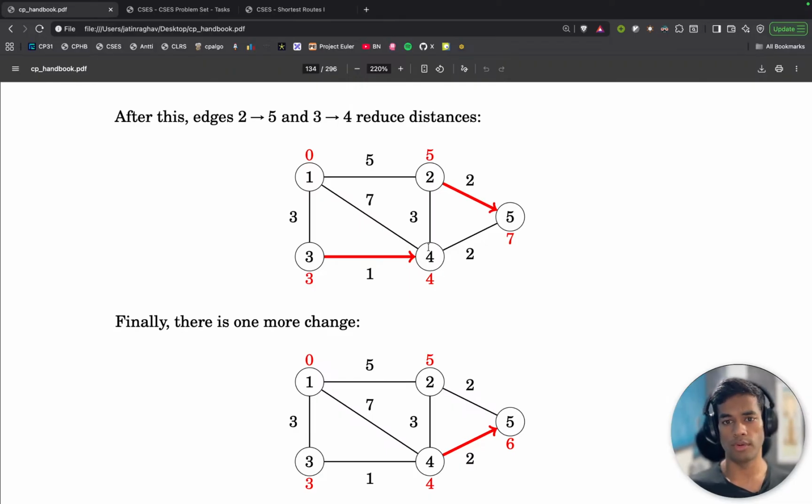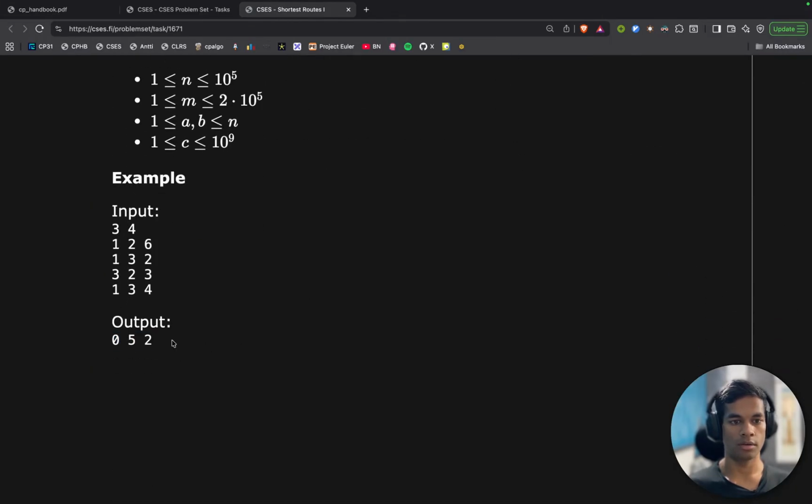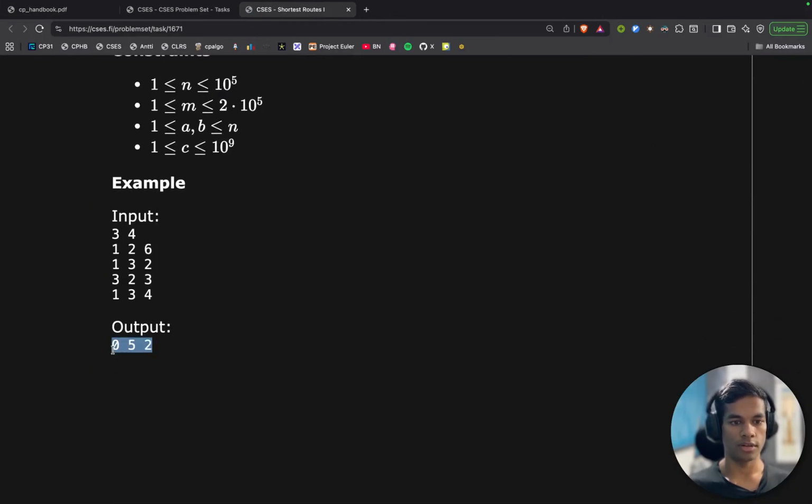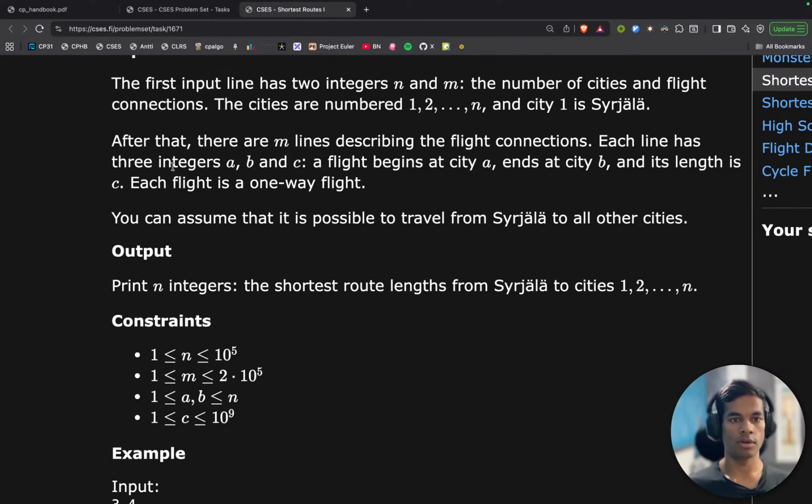And yes, first of all, we will not go back. That is one thing. How do we make sure that we do not go back? Fine. And we also have to return the path here, right? No, we just have to return the length of the distance. What is given to us.